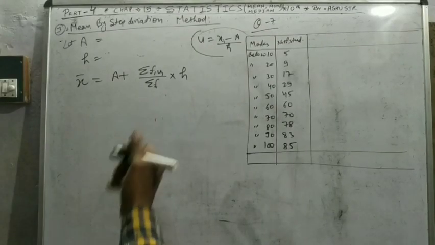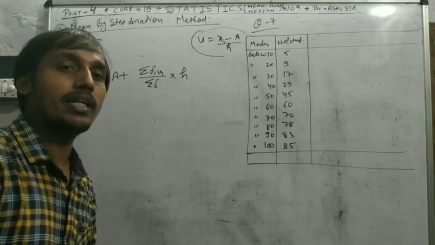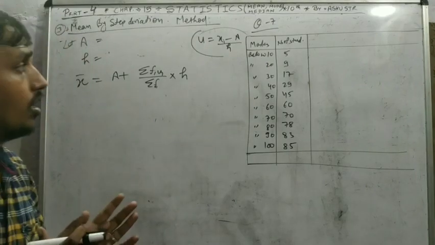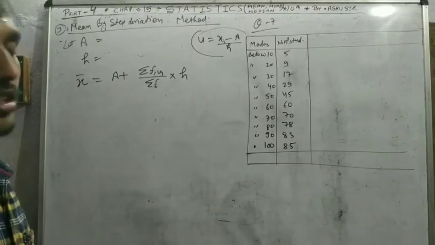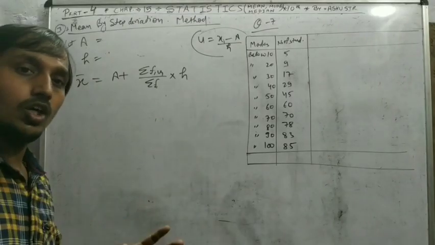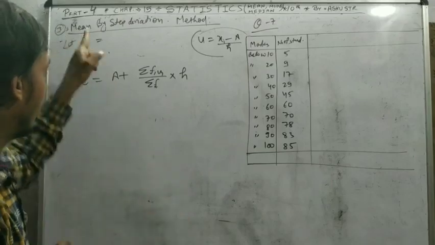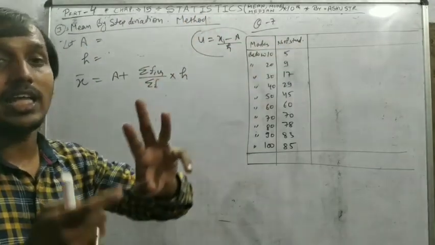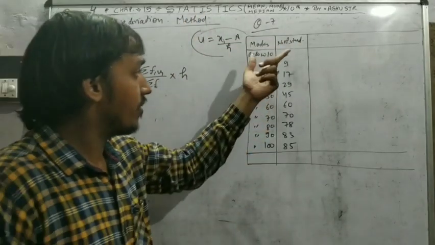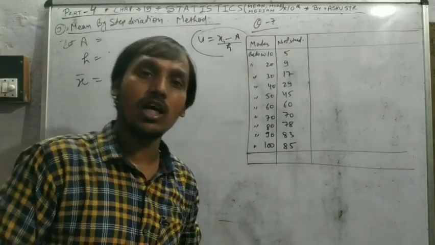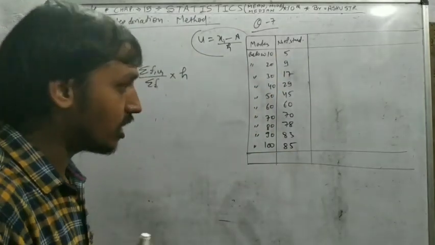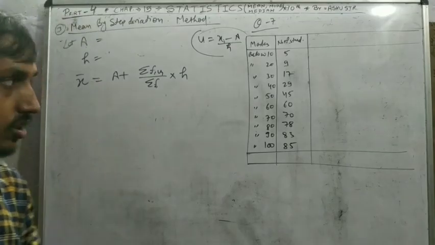Take one more example solved by step deviation method, but with a somewhat different question, because we want two things explained. One, by step deviation method we find the mean, and second, when the table is given in these forms, how we solve the question, converting the table to your choice.